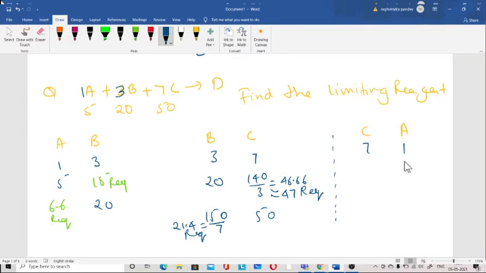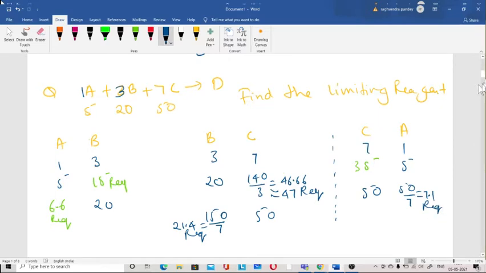So A are 5 moles, so that is your 35. C is 35 here. Now we put the number of moles of C, so that is your 50, so here it will be 50 by 7 moles. So 7 sevens are 49 and it will be like 7.1. So that is your requirement.